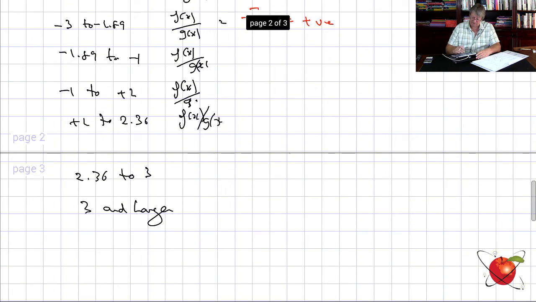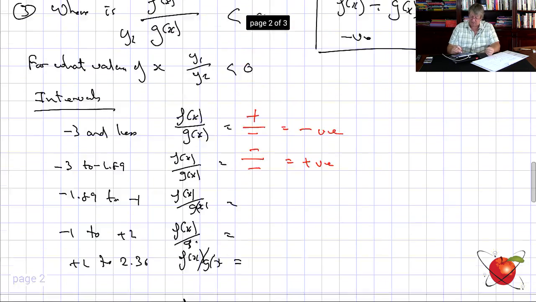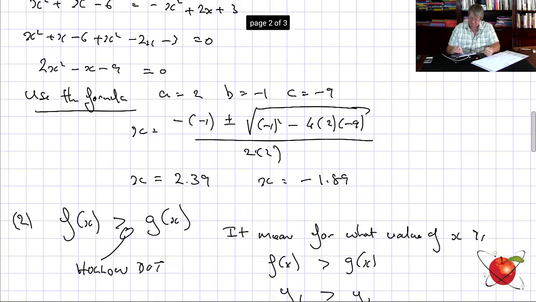and lastly, f of x divided by g of x. Okay, what are we going to do now? We're going to go to the graph and we're going to look at what signs we've got, because that's the only way to answer it. So let's go and have a look in the next section.